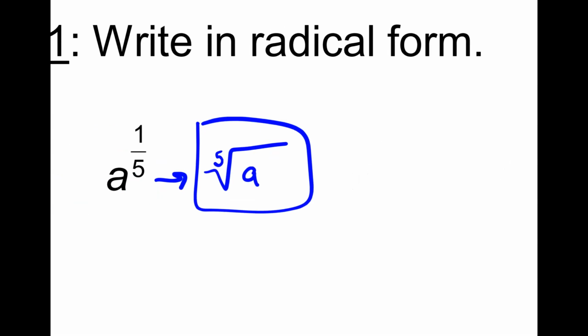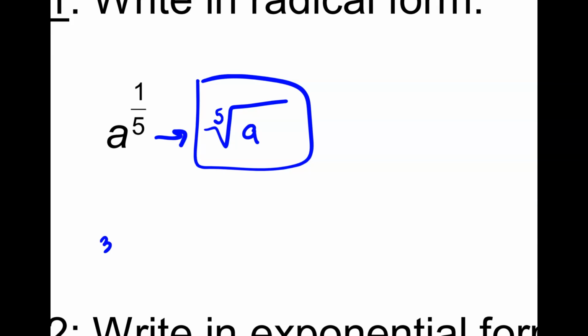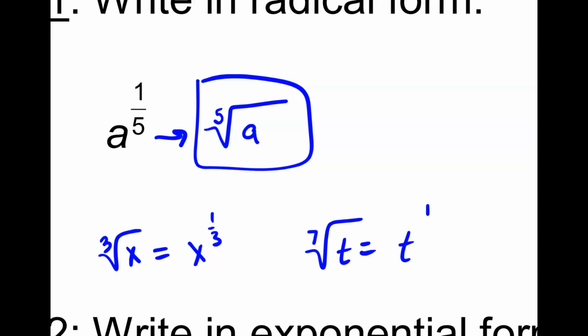This one's a little harder. What was the first one? 5th root of A. A to the 1/5 power, same thing as 5th root of A. If I have 3rd root of X, this is just going to be X to the 1/3. How about 7th root of T? This is just T to the 1/7. Okay, sweet. See, you guys are doing well.